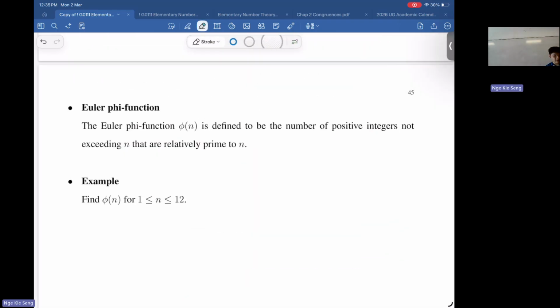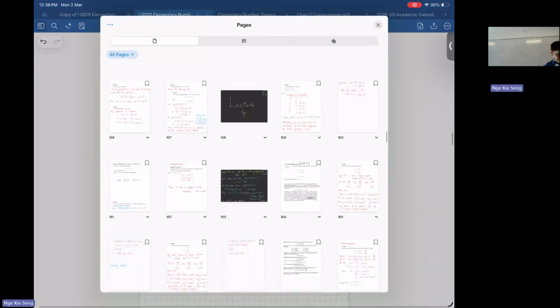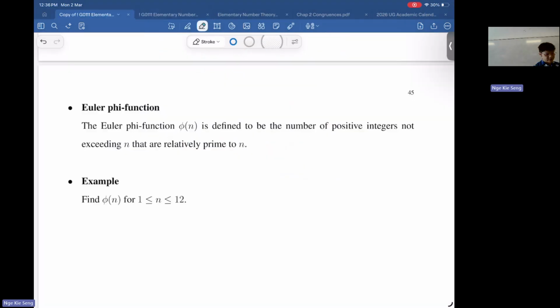So we're gonna define a new function here. Okay, called the Euler phi function. Phi n is defined to be the number of positive integers not exceeding n that are relatively prime to n. Have we seen this kind of function before? Pi x. What's pi x? Do you still remember we introduced a function called pi x last time? The number of prime numbers. Okay, so this one is the number of positive integers that are relatively prime. Previously they were all the prime numbers, but now they are relatively prime. Okay, so a bit different, no?